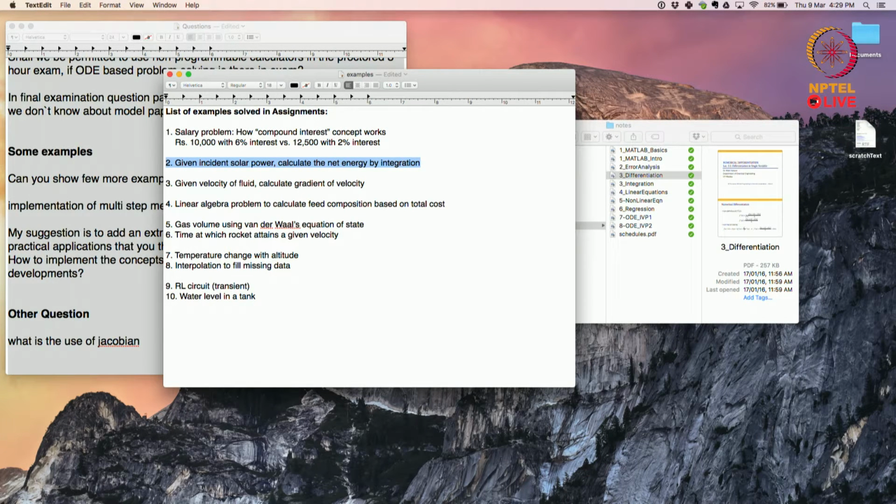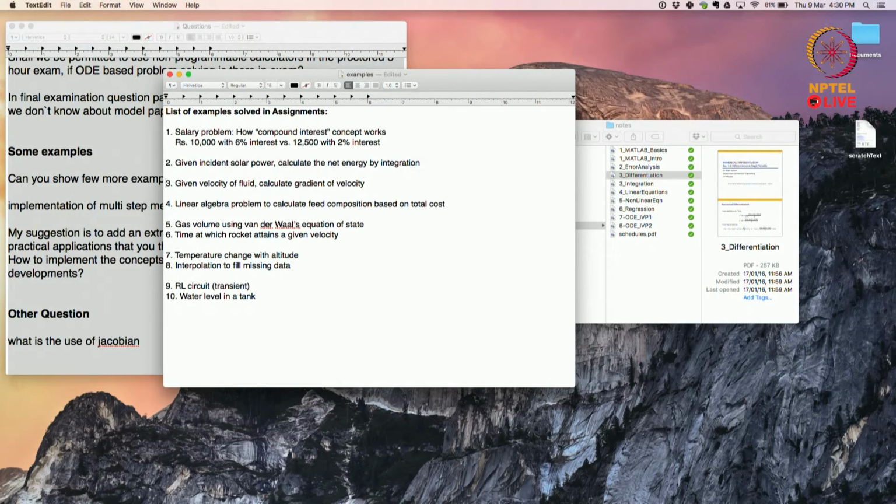The next practical problem was integration: given the incident solar power, how do you compute the net energy? Integration is used quite a bit in several examples. One class of examples is: given a flux, how do you calculate the total amount of that quantity? Given the flux of energy, how do you calculate total energy? Given the flux of material flow, how do you calculate the total amount of flow, and so on. Those problems are calculated using single, double, or multiple integrals. So that is one set of problems.